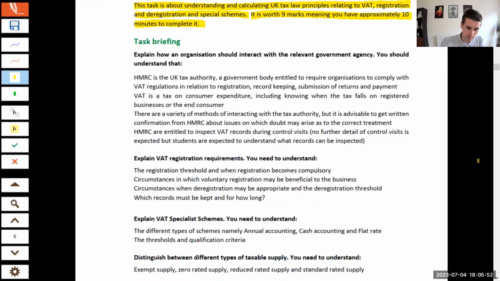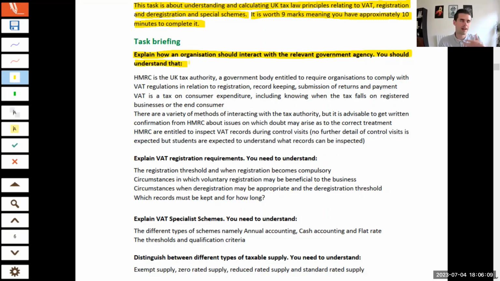Key things that come up: explaining how an organisation interacts with the relevant government agency, which obviously for us is HMRC, His Majesty's Revenue and Customs. I've finally stopped saying Her Majesty's Revenue and Customs. It's taking a bit of time, but I think we're all getting there slowly, aren't we?